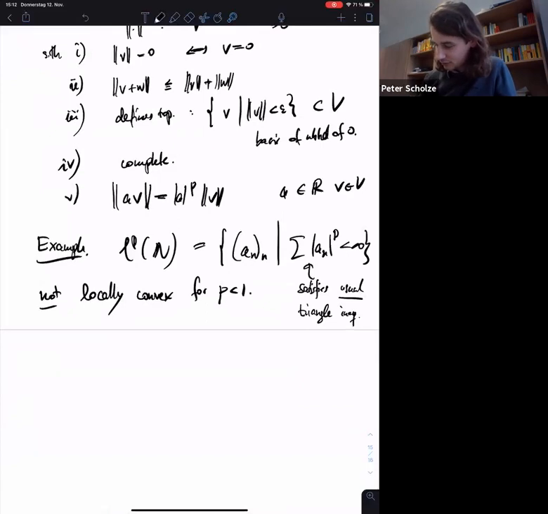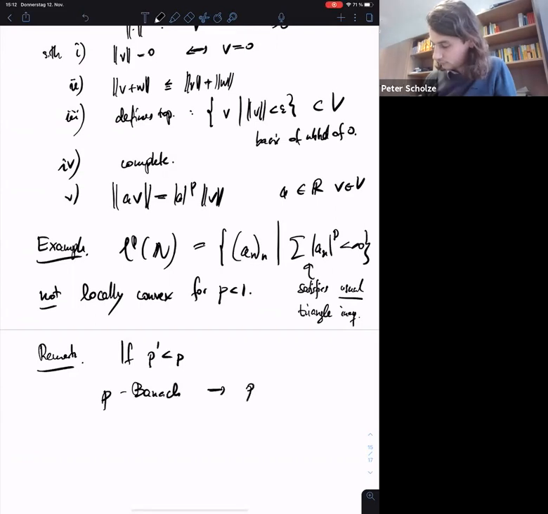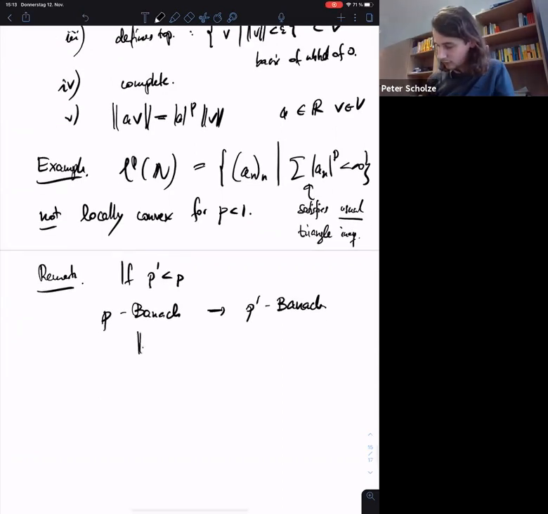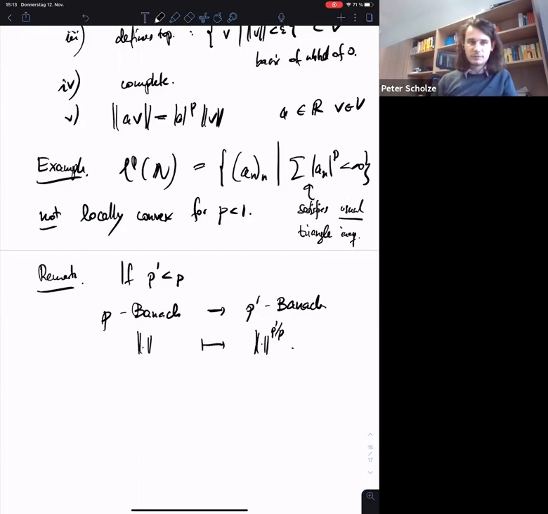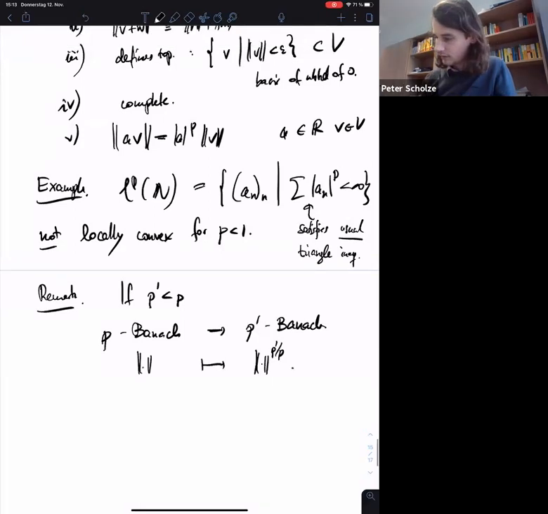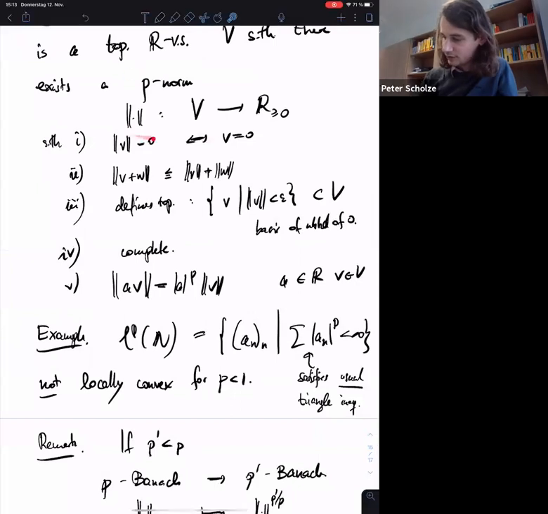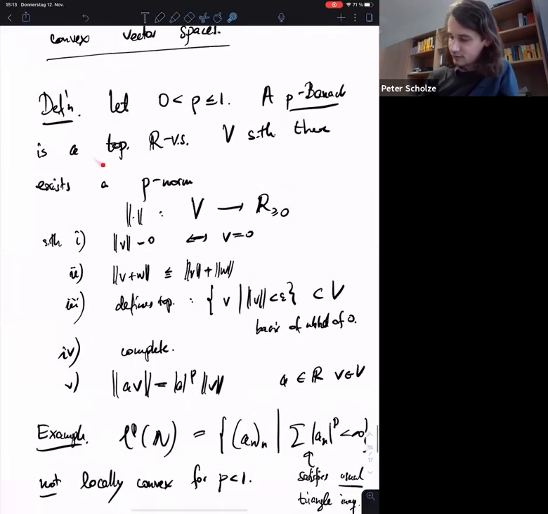So some remarks. If p prime is less than p, then p-Banach implies p prime-Banach. So there are more and more of these as you go closer to zero. You just take a norm and map it to the same norm, but to the power p prime over p, which will still do the job. And note that the norm was not part of the data. It was only that there exists such a norm. So the data was just a topological vector space.